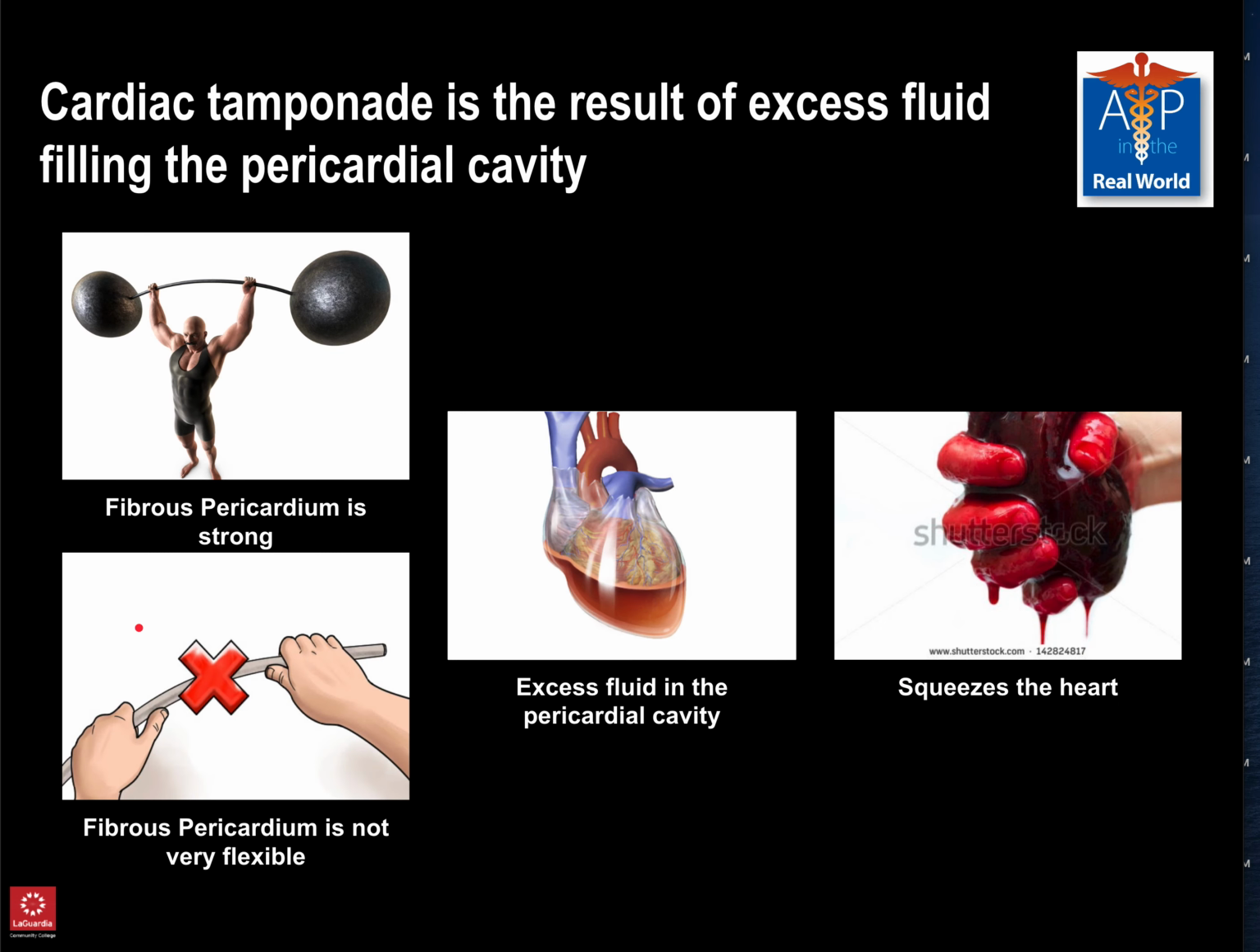So we have a condition that we can get called cardiac tamponade. It's the result of excessive fluid filling the pericardial cavity. So remember, the fibrous pericardium is strong but not very flexible. So you can at times get excess fluid in the pericardial cavity. So it's not going to allow the heart to expand, right? Because the fibrous pericardium is not going to allow that. So instead, the force exerted between the pericardial cavity and the heart is going to be focused inward, and it's going to squeeze that heart.